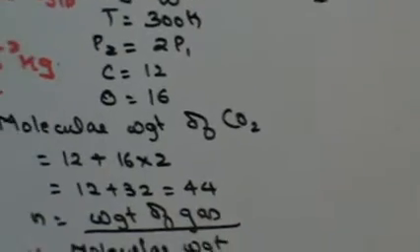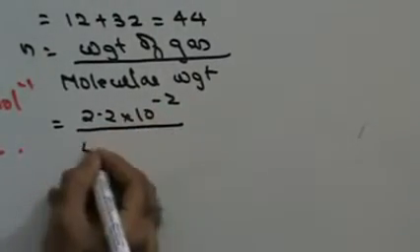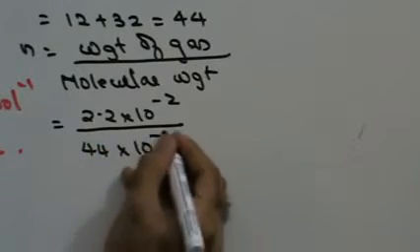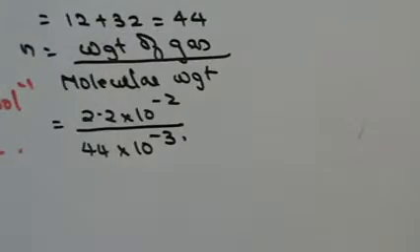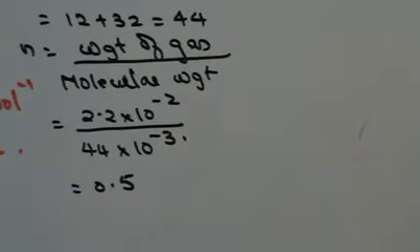Right, the weight of gas they've given you is 2.2 into 10 raised to minus 2. Molecular weight is 44 grams. To convert it into kilograms, you multiply by 10 raised to minus 3. So in that case, you will get N is 0.5.